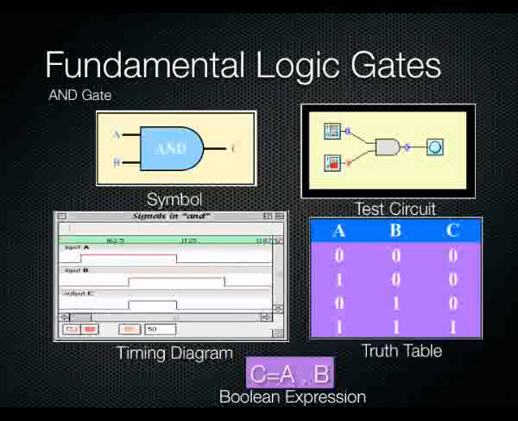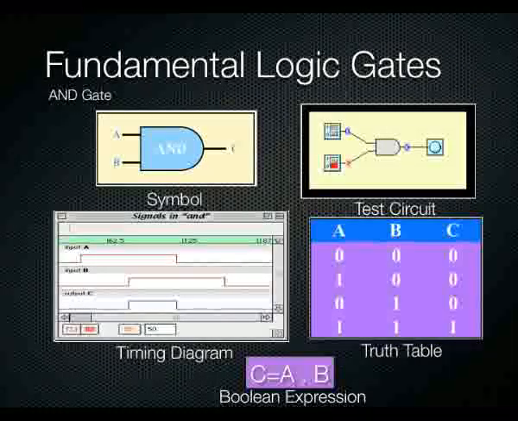You can also see with the Boolean expression that the AND gate is represented by a dot. So A dot B is A and B.